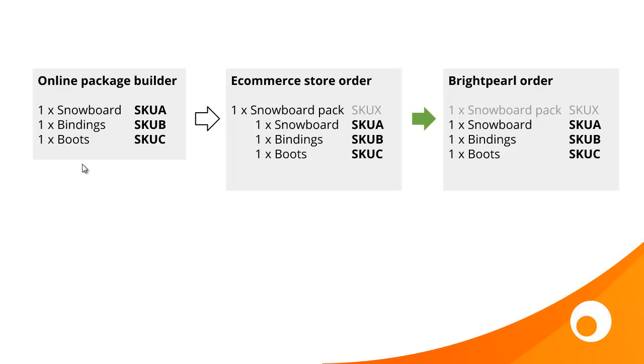So you've got your online package builder, which lets the customer choose 3 different products, each of which have got their own SKU. Your e-commerce store then creates a sales order, which needs to retain these individual SKUs, so that when Brightpearl downloads the order, those SKUs are found in Brightpearl as stock track products and are added as line items that you can fulfill.